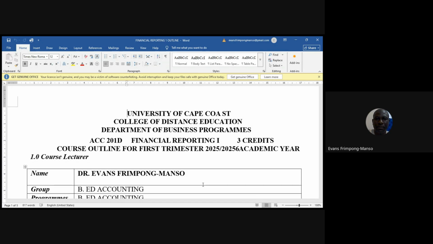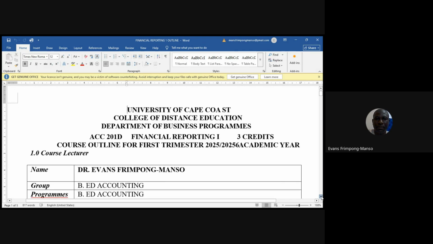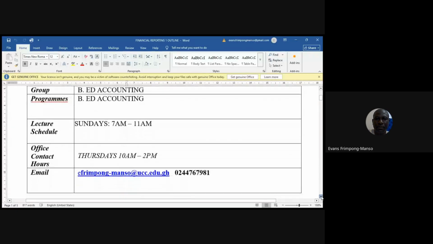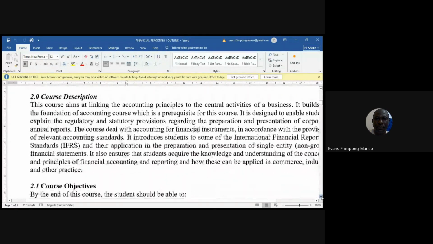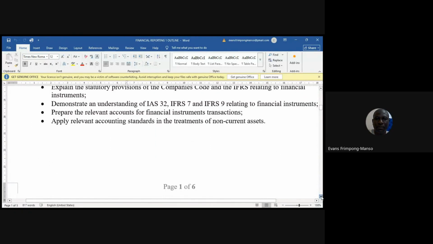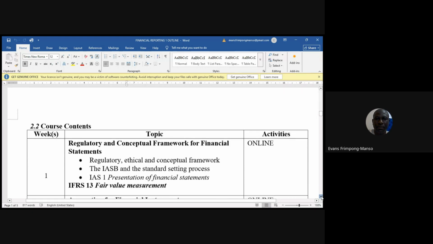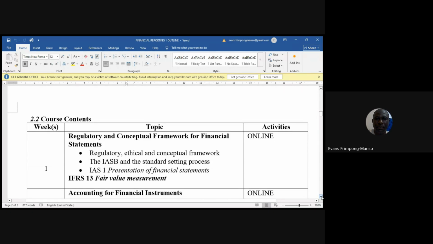Now, this morning, we shall be looking at financial reporting 1. Since it is financial reporting 1, then obviously you will do financial reporting 2 as well. So this is our outline for financial reporting 1. After the lecture, I will share it with you so that you can also read more about what we are going to do for the semester or for the block.